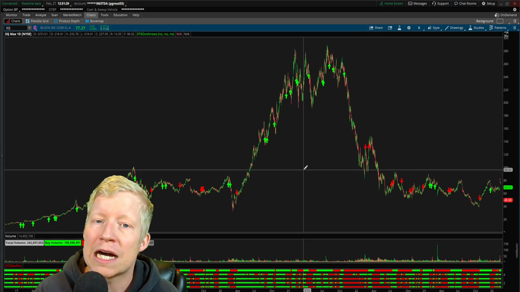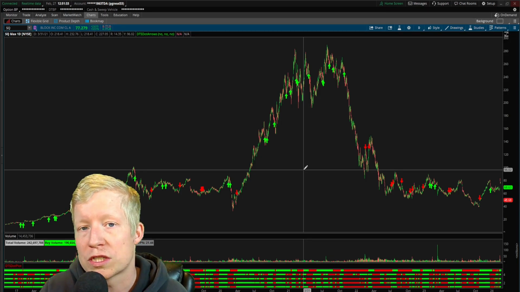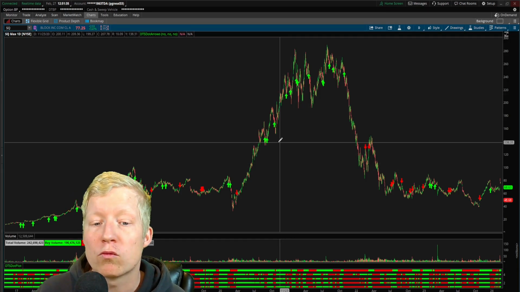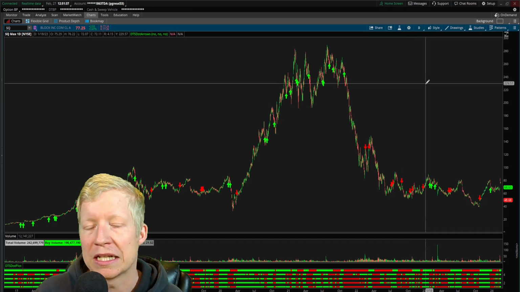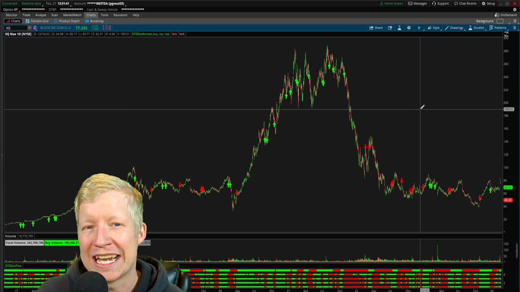So I needed to come up with a way that within a scanner, I could objectify a rule set so that the scanner only returns stocks that are ripping like this. I came up with an idea last night. I'm going to share that with you in today's video.